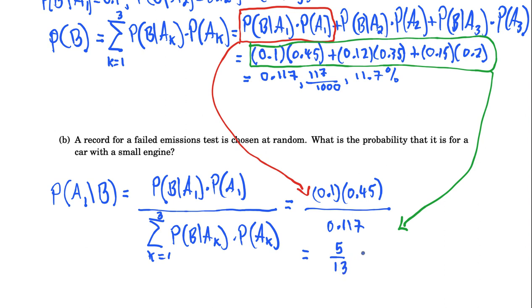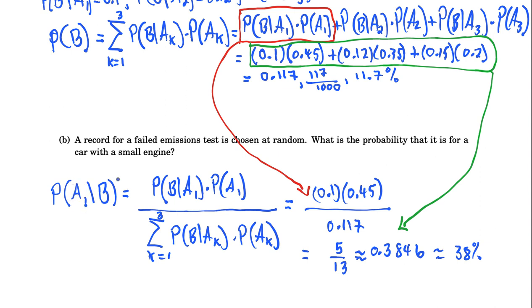Now it turns out that this whole thing simplifies to 5/13. And as a decimal, you have a prime number here in the denominator, so you're not going to get a nice terminating decimal, at least not this one with 13, and you'll end up with 0.3846 if you round to 4 decimal places. So that's really just an approximation. So it's roughly 38%. So there's a 38% chance that if the car fails that emissions test within 2 years, then it would have had a small engine, right?